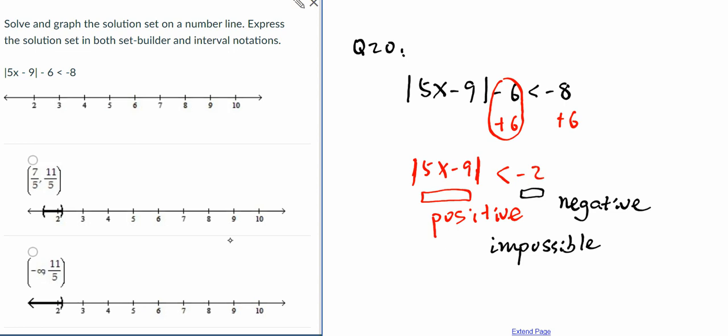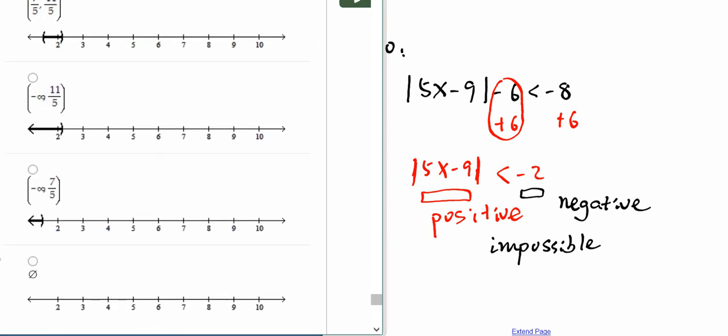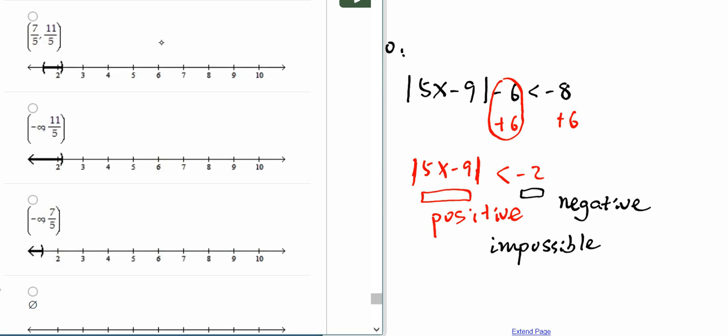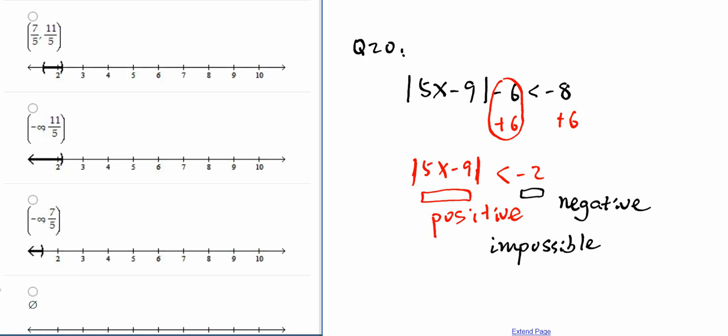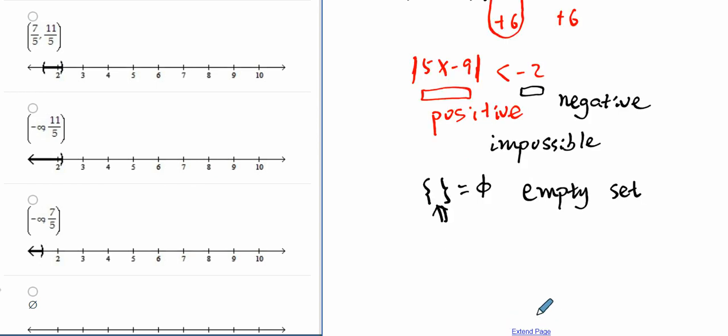So in this case, what is our solution? We have 1, 2, 3, 4 choices, the last one. So you want to see the empty set. Phi means empty set. There is nothing inside the curly brackets. Okay, no solution. Or you may say no solution.